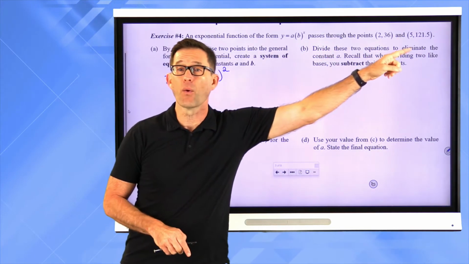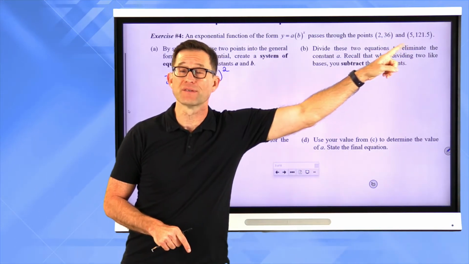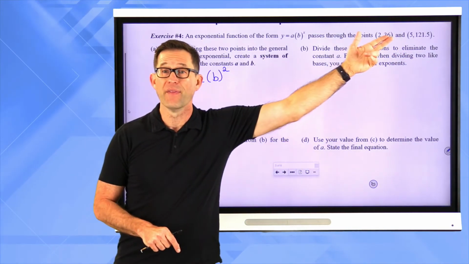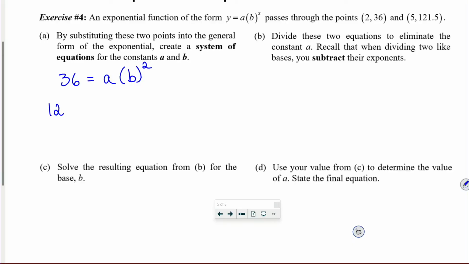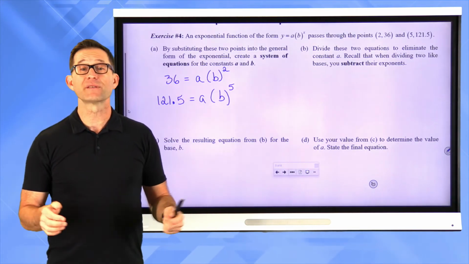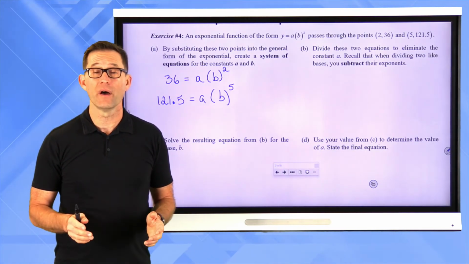So now I'm going to take 121.5 and substitute it in for y, and then 5 and substitute it in for x. 121.5 substituted in for y, and 5 in for x. And now we have a system of 2 equations with 2 unknowns.